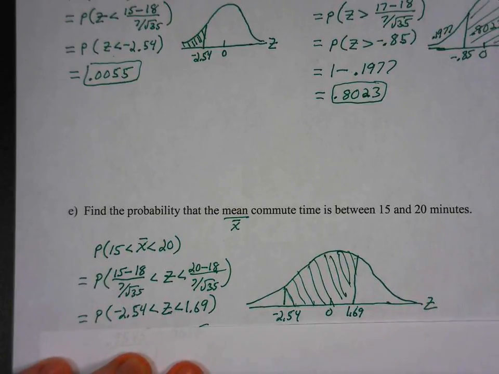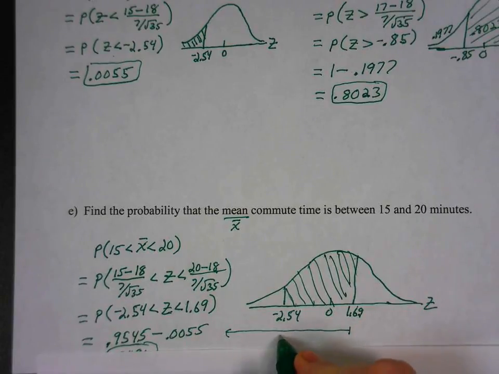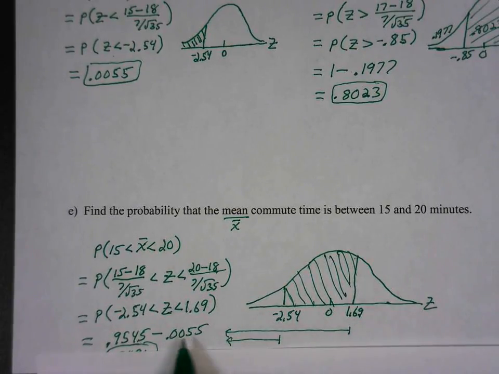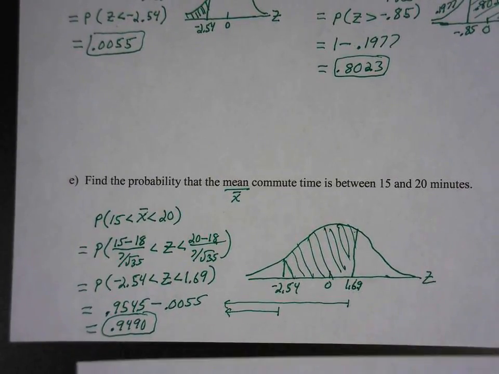To find the probability, or the area between those two z-scores, you want to find the area to the left of 1.69 and subtract the area to the left of negative 2.54. Again, this goes back to stuff that we've already done. If you look up 1.69, that gives you 0.9545. So that's the area from 1.69 all the way to the left. Then if you look up negative 2.54, that's the area to the left of negative 2.54. That's the 0.0055 number. Subtract those, and it'll give you 0.9490, which is the area between those two z-scores.